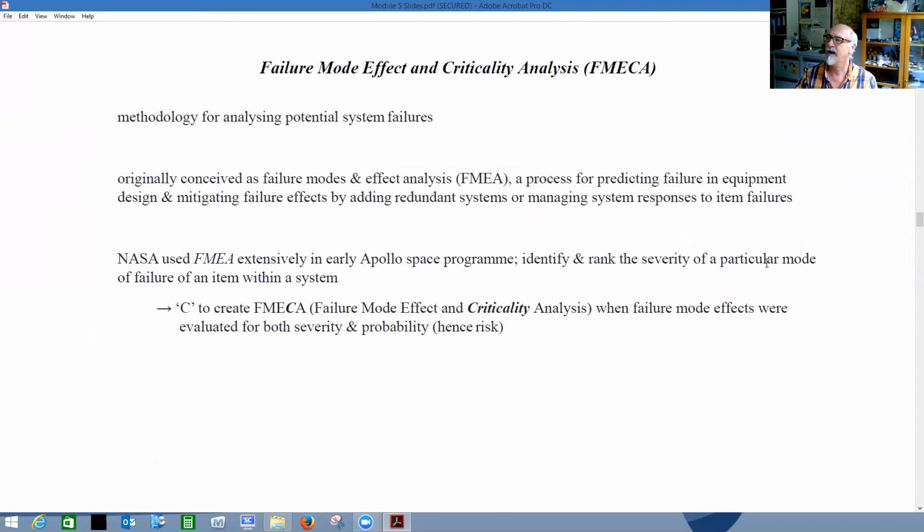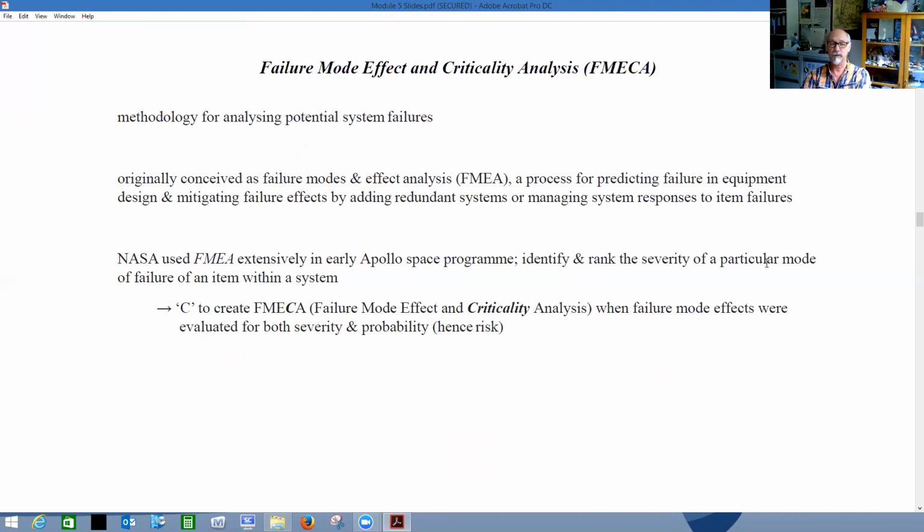All right, another method is the fail mode, effect and criticality analysis. This method is used for analysing potential system failures. It originally was conceived as a fail mode and effect analysis, FMEA, process for predicting failure in equipment design, and mitigating failure effects by adding redundant systems or managing system responses to particular failures. Again, NASA did a lot of managerial things, but also a lot of maintenance things in the 1950s and 60s for their Apollo space program. So out of that came a whole range of new maintenance ideas.